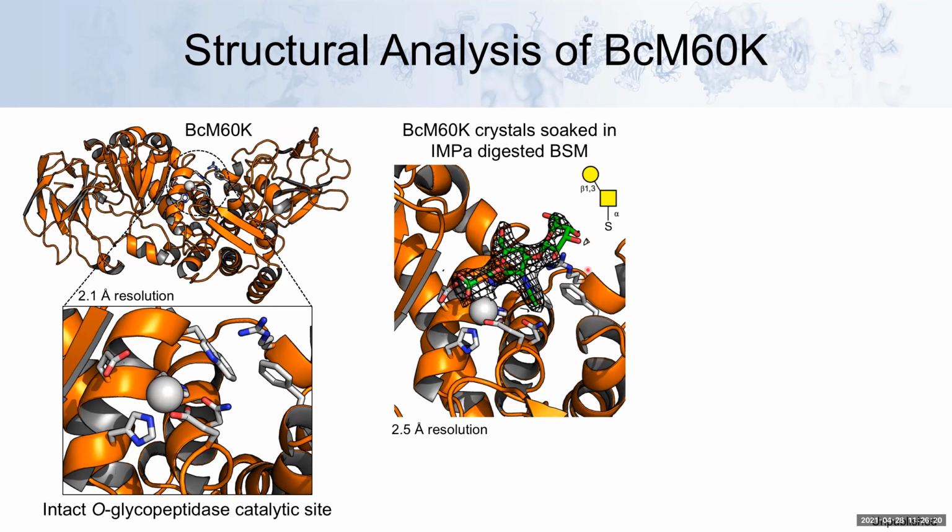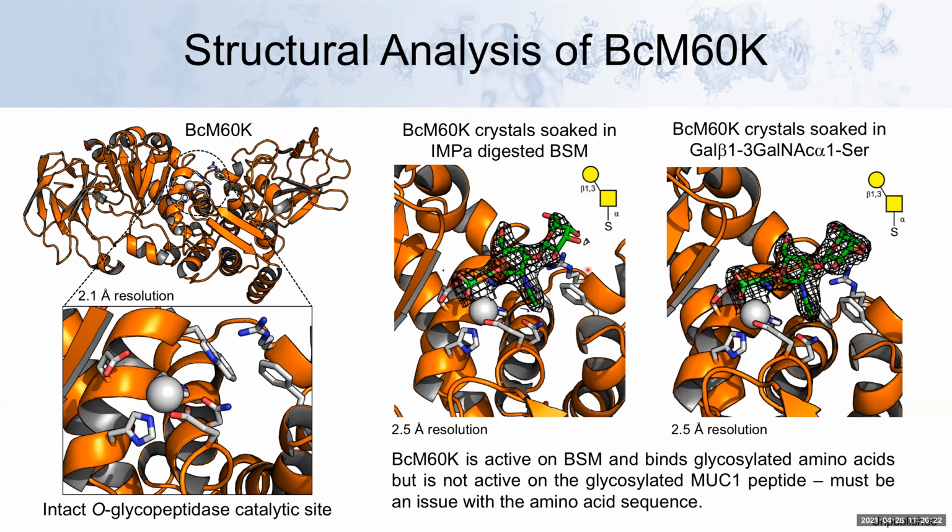And so we followed this up with a series of very specific experiments where we used glycoamino acids. And this is an example of just the T antigen, seronyl T antigen. So this protein definitely is active on BSM. It pulls out fragments from digested BSM. It binds glycosylated amino acids, but it's not active on the MUC1 peptide. And so we reason that this must be an issue with the amino acid sequence. And so this is a bit of a surprise to us.